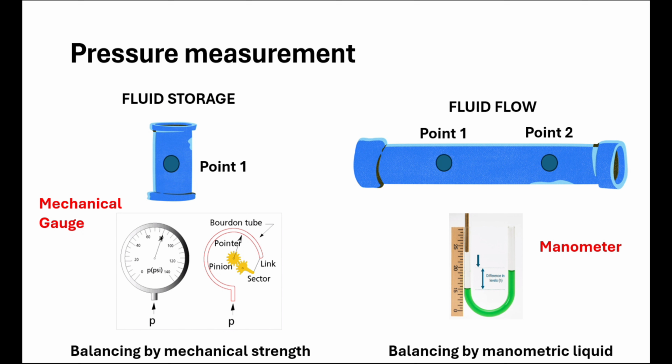We know that there are two ways we can find the pressure. One is by using mechanical gauges, where the fluid is balanced by the mechanical forces, whereas in a manometer the fluid is balanced by the manometric high density fluid. The detailed lectures on the concepts of these manometers and mechanical gauges are discussed in a separate video. In this video, we will specifically solve the problems.